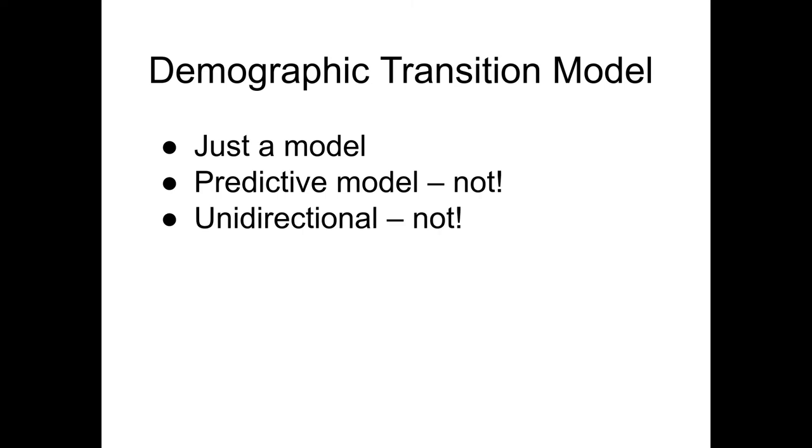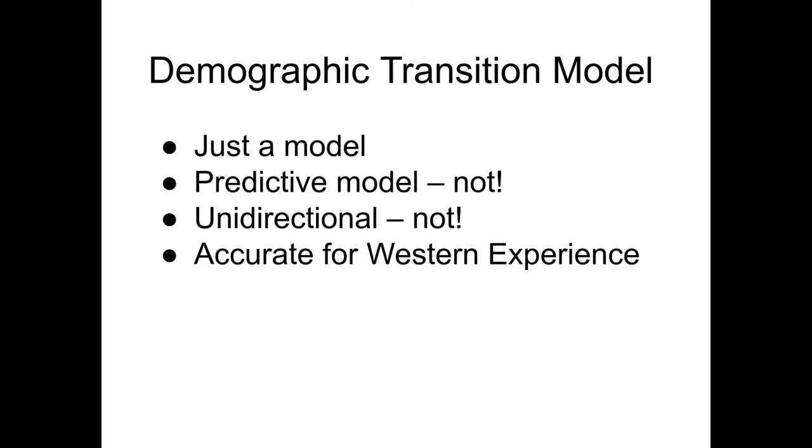So the demographic transition model is just a model, and it's just an idea. It was supposed to be a predictive model. It does not accurately predict what's happening in all countries equally well. It's supposed to go one way. You start off in stage one, go to two, then go to three, then go to four. It doesn't necessarily work that way.